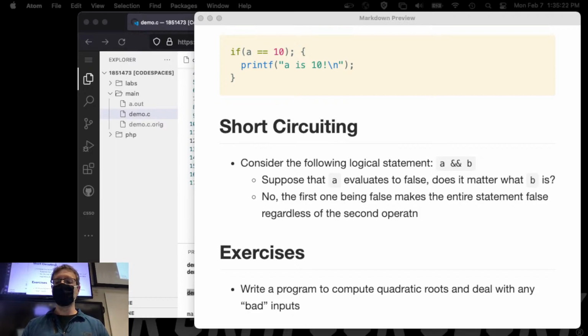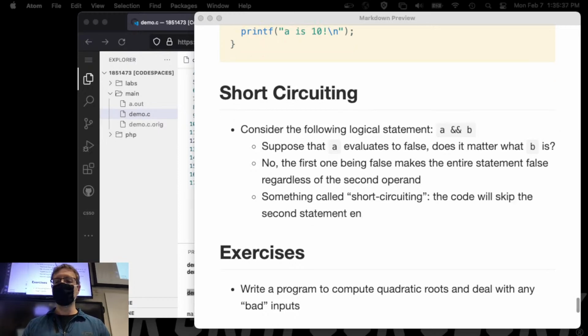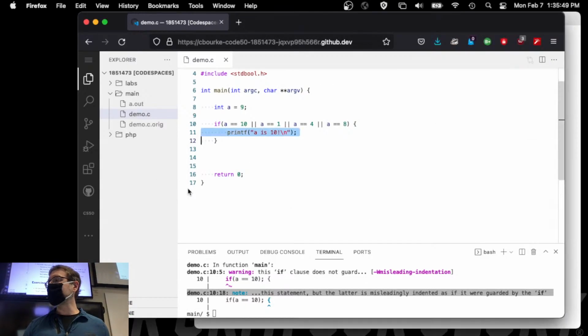operand. So what happens is something called short-circuiting. The code will skip the second statement entirely. It doesn't even look at it, right? If it turns out to be false and it sees a logical AND there, it doesn't even bother looking at the rest of it. So now let's go back to your question over here.